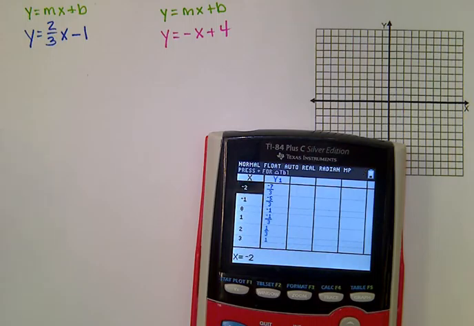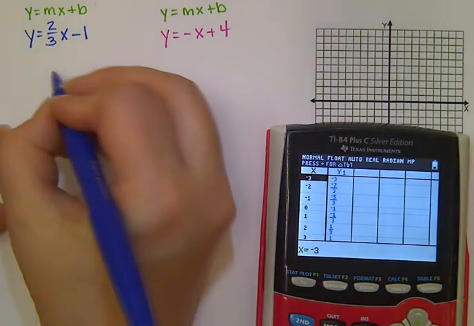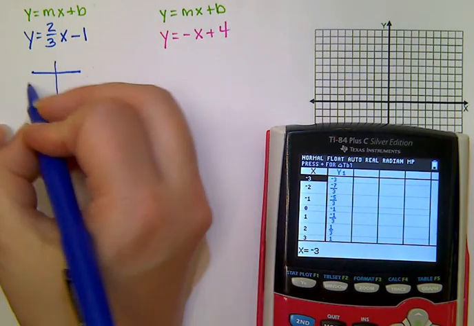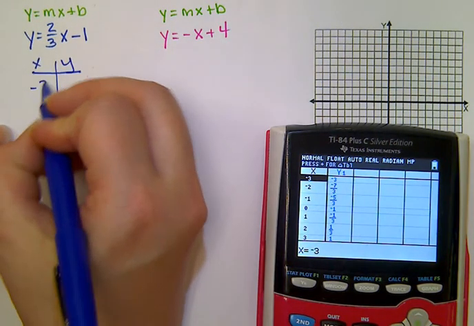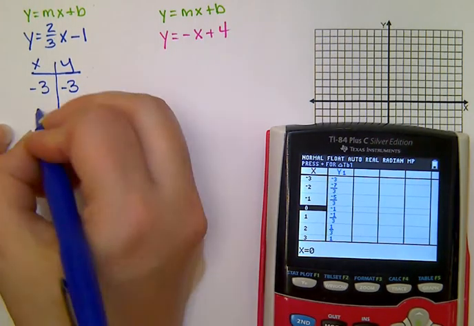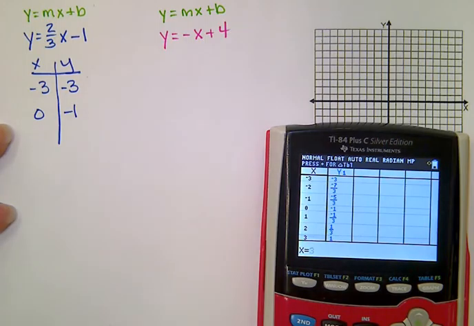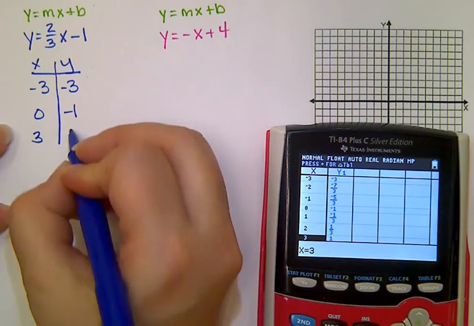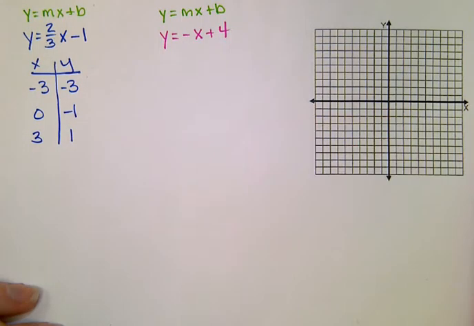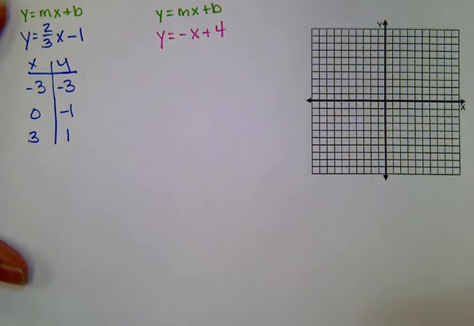We do not want to use points with fractions, so let's choose some points that are whole numbers or integers. So when x is -3, y is -3. When x is 0, y is -1. When x is 3, y is 1. The minimum amount of points to graph for a straight line is 3 points to make sure that they all end up on the line and that we haven't graphed anything incorrectly.